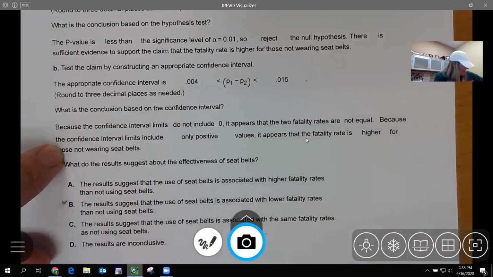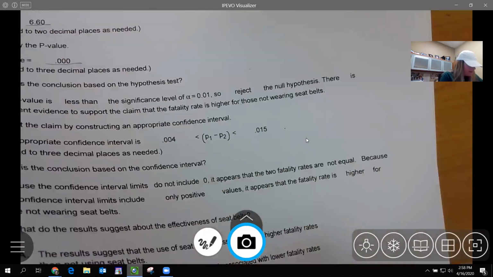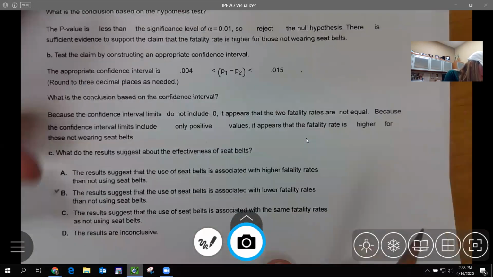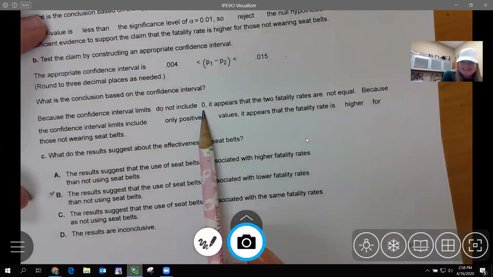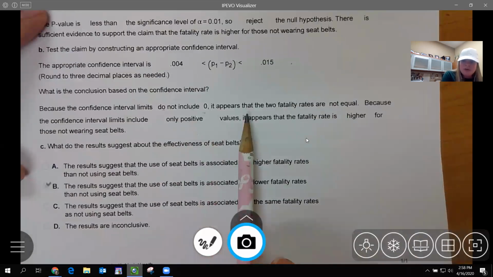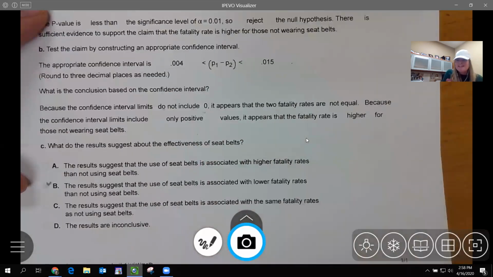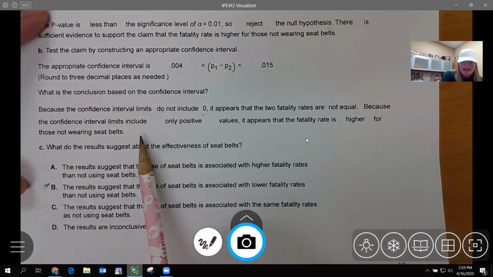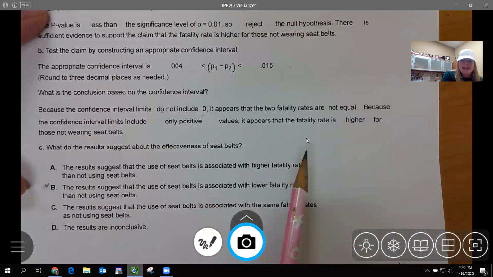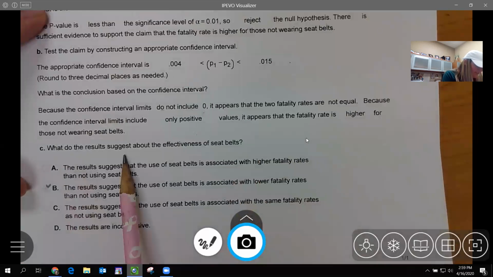And so then we would say that they are different. We're saying that they're different, right? Because they don't have a 0. Because the confidence interval limits do not include 0, it appears that the two fatality rates are not equal, which we just said. We have evidence that one is greater than the other. Because the confidence interval limit includes only positive values, it appears that the fatality rate is higher for those not wearing their seatbelt. Okay, what do the results suggest about the effectiveness of seatbelts?